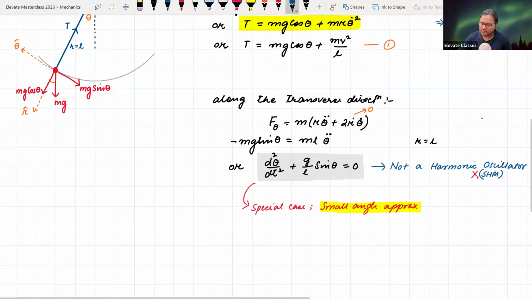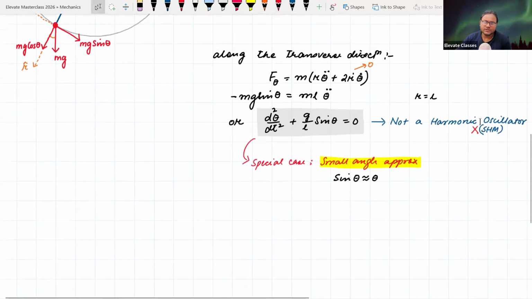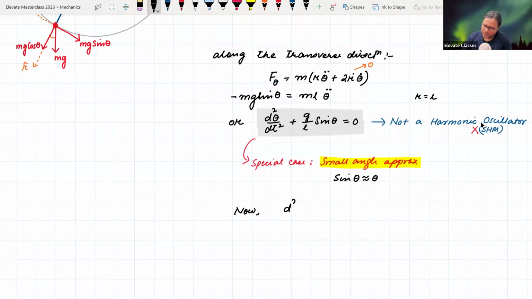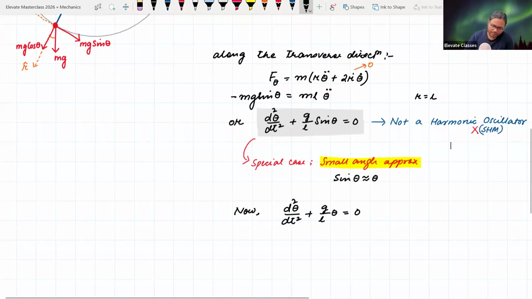approximation, then what is sine theta? Sine theta is approximately equal to theta. This is the approximation. They told you amplitude should be low. Why? So that sine theta is approximately equal to theta. Because now the equation of motion becomes d2 theta upon dt2 plus g upon L theta is equal to 0.